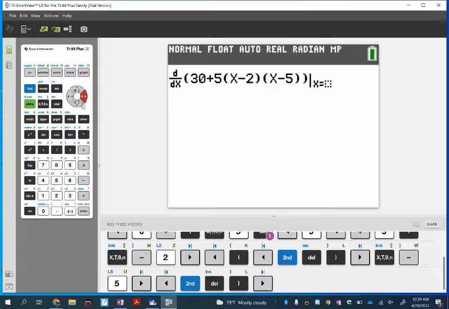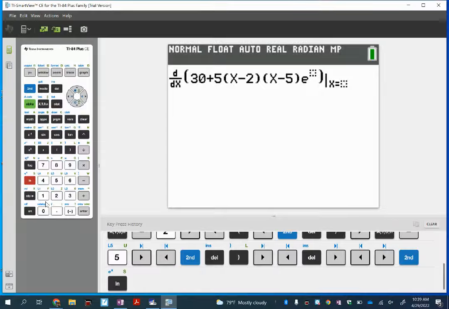So to do the e, how come I can't delete that thing? Oh, that's because I put the parentheses around 30. That's okay. All right, and then e, you do second natural log. Second natural log is e. The ln for natural log. Second ln is e, and then I think it's negative 0.2x.